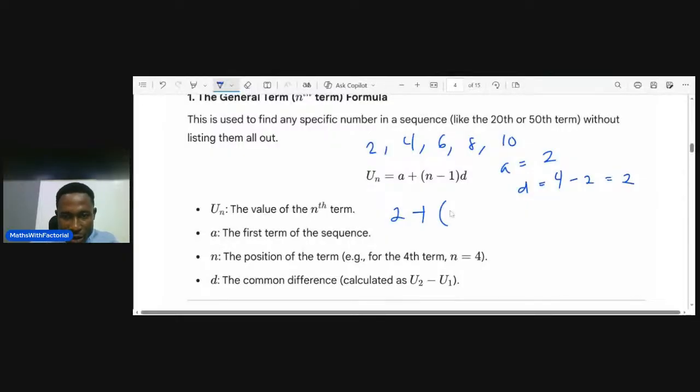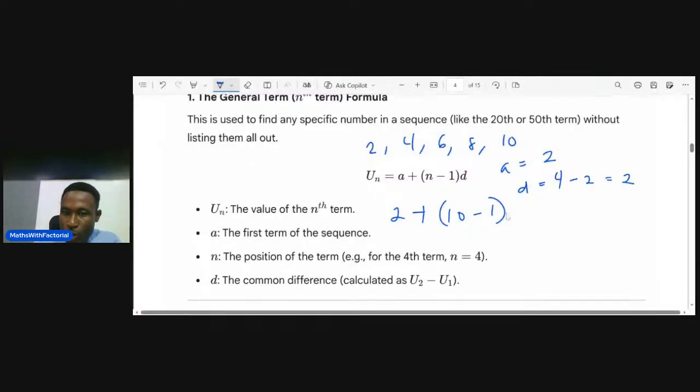That is 10 minus 1 in brackets, times what? What is our common difference? 2. Our common difference is 2. The reason why I'm writing all of this, like I said yesterday, is just for the purpose of learning. In your exam, you might not necessarily have to write it one by one like this. Just by looking at it, you know your first term to be a, which is 2, your common difference to be d. You know you are looking for the 10th term, and your n here is 10.